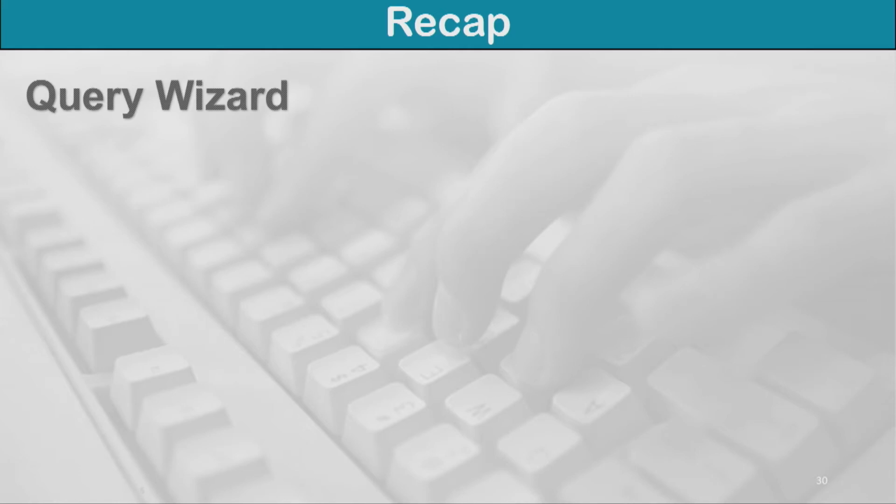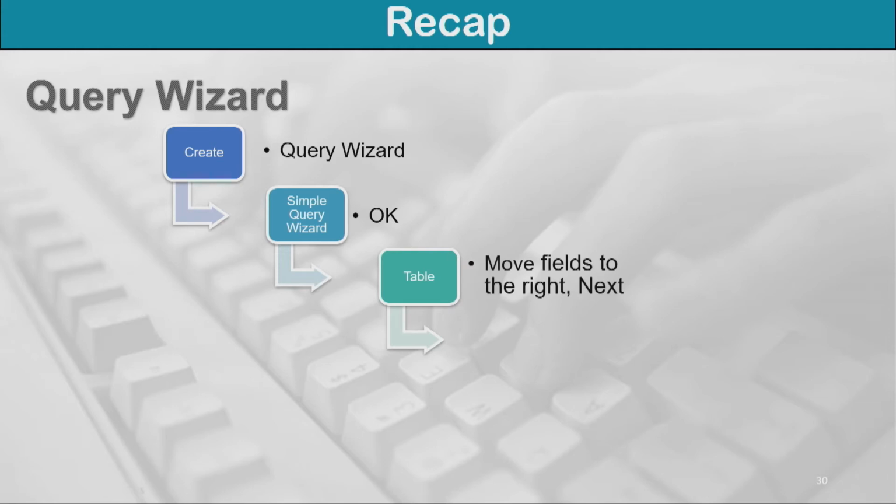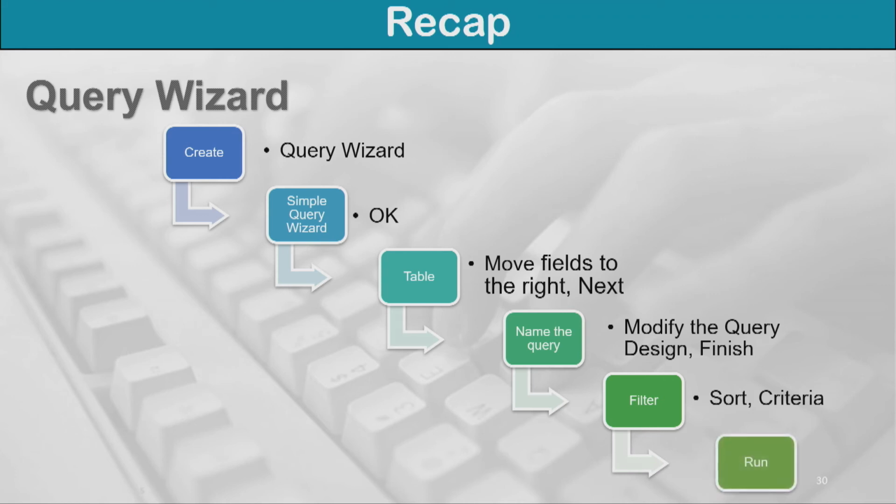To use the Query Wizard, we again click the Create tab, but this time we choose Query Wizard button. We select Simple Query Wizard and press OK. Then we click on the table required before moving the fields that we need for our query to the right side. We hit the Next button, give a name to our query, and choose Modify the query design before clicking Finish. Here, we can sort our fields or filter them using the criteria row. Finally, we can run our query.